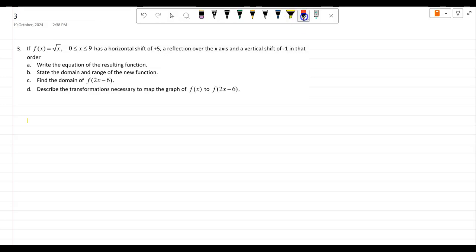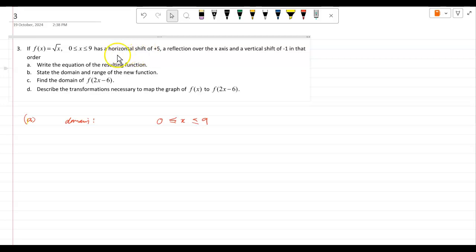So what's going to happen? Should we first write the domain and the range? Yeah, you can do that. 0, 9. So the domain, if you're looking at it, is 0 is less than x is less than or equal to 9. And the range is just given.